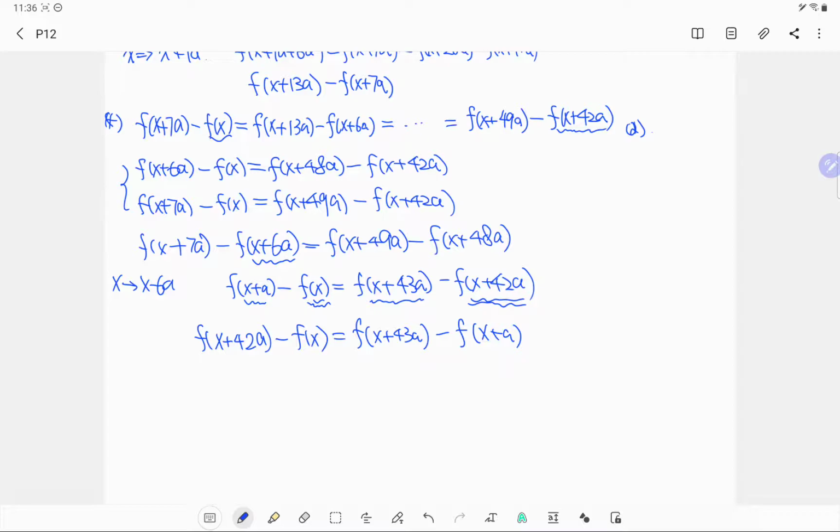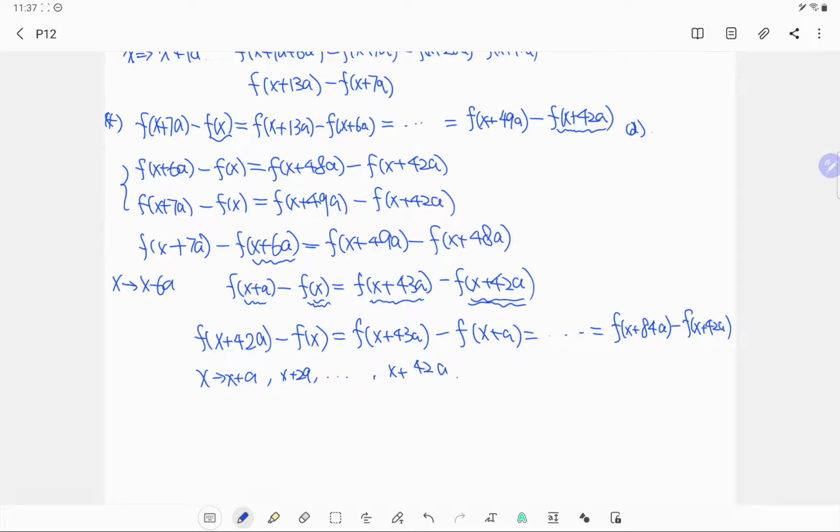Yeah, and still we can repeat the procedure as above. So we can just change x to be x+a, and then x+2a, dot, dot, dot. So it will be all the way up to x+42a. So finally, it will become f(x+84a) - f(x+42a).